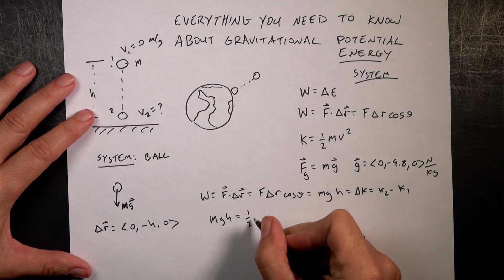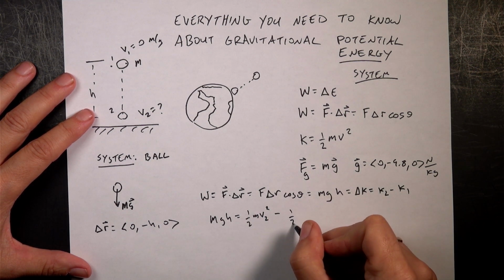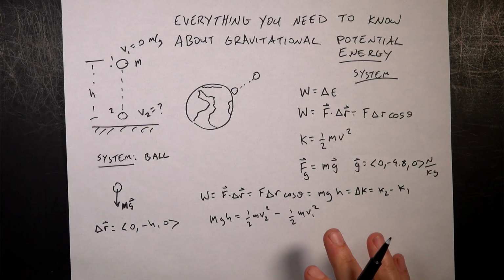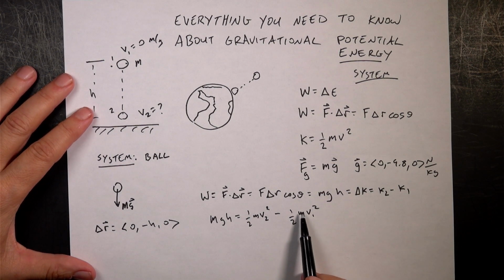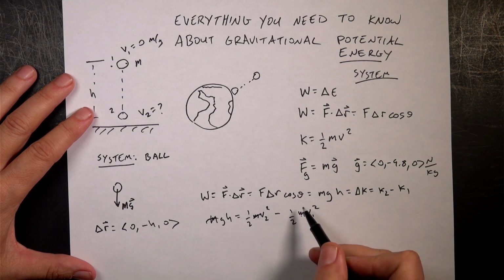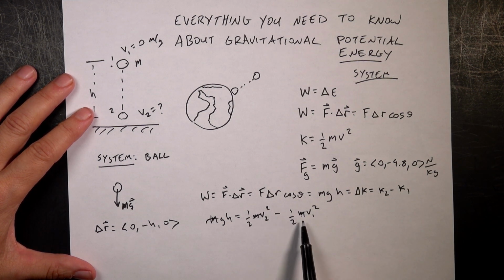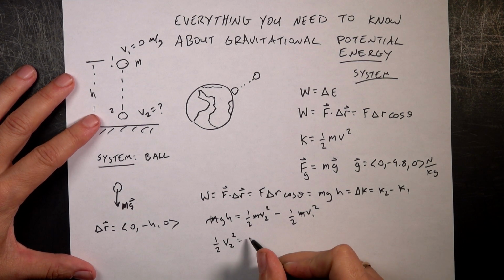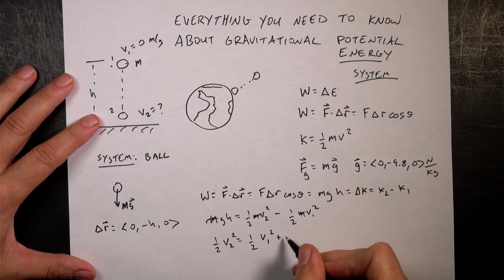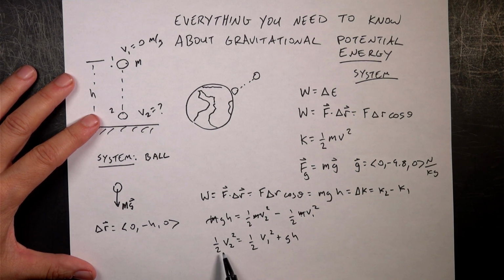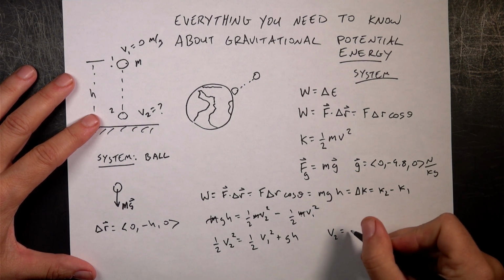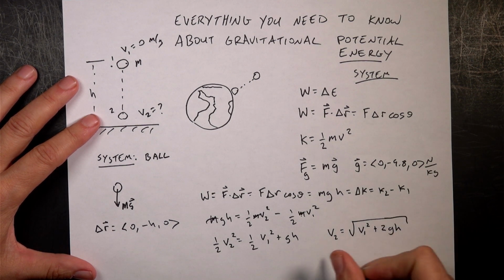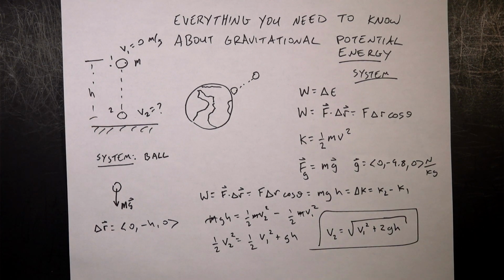K2, which is 1/2 mv2 squared minus 1/2 mv1 squared, and then I can solve this for v. I'm actually going to solve it generically and then just leave it at that because I don't really care that much. The mass cancels. I can divide everything by m. Now I want to find v2, so I'm going to add that to the other side. So I have 1/2 v2 squared equals 1/2 v1 squared plus gh. Now I'm going to multiply both sides by 2 and take the square root. v2 equals the square root of v1 squared plus 2gh. And that's my answer. You can put some numbers in there, but I don't really want to do that.